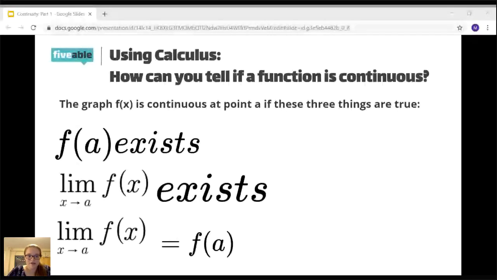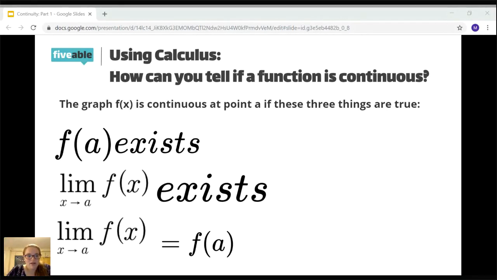So first of all, f of A has to exist, right? We have to have a point that if we plug in an x value, we get a y value. If there's no y value, then it's definitely not continuous because we have to have at least a hole there. Next, the limit as x approaches a of f of x has to exist as well.